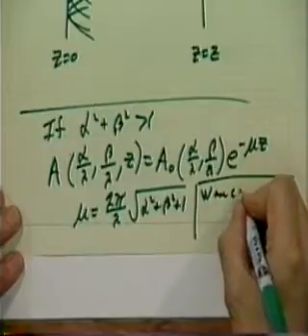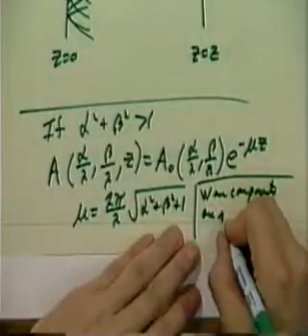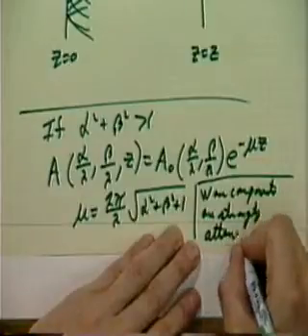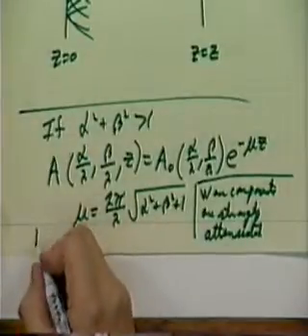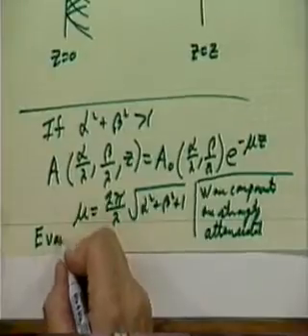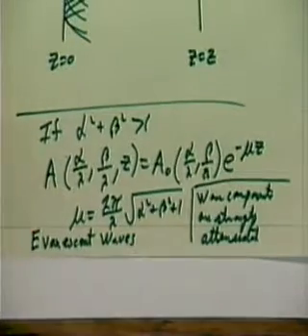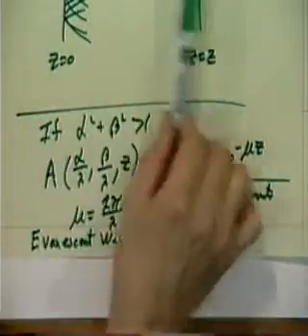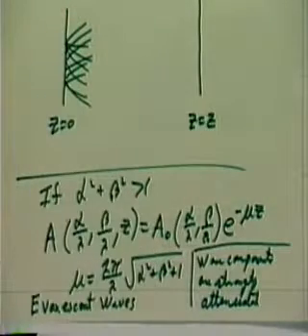So these wave components are strongly attenuated. And what do we call these waves? Evanescent waves, right? So they're strongly attenuated, so as long as we go very far away here, we don't have to worry about them. Only for very small values of z do we worry about them.